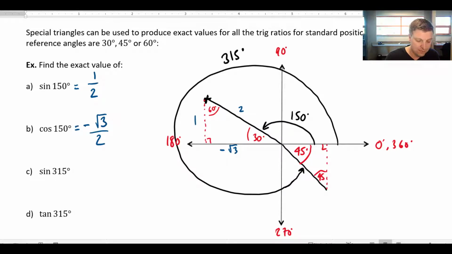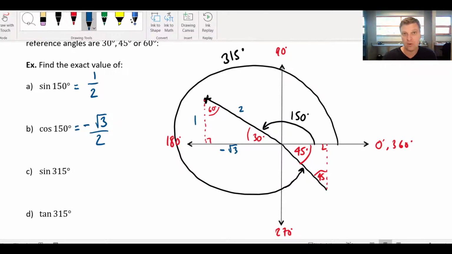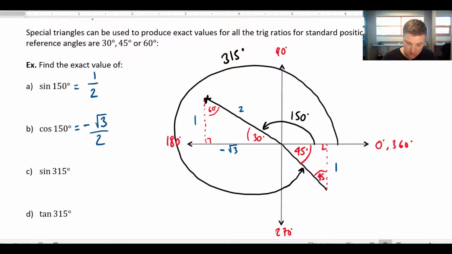And if that's a 45, 45, 90 triangle, then I know that the ratio of the sides is going to be 1 to 1 to root 2. But I want you to stop for a second and realize I've actually made a little mistake. It's not quite 1 to 1 to root 2. Those are the right numbers, but one of those numbers should be negative.